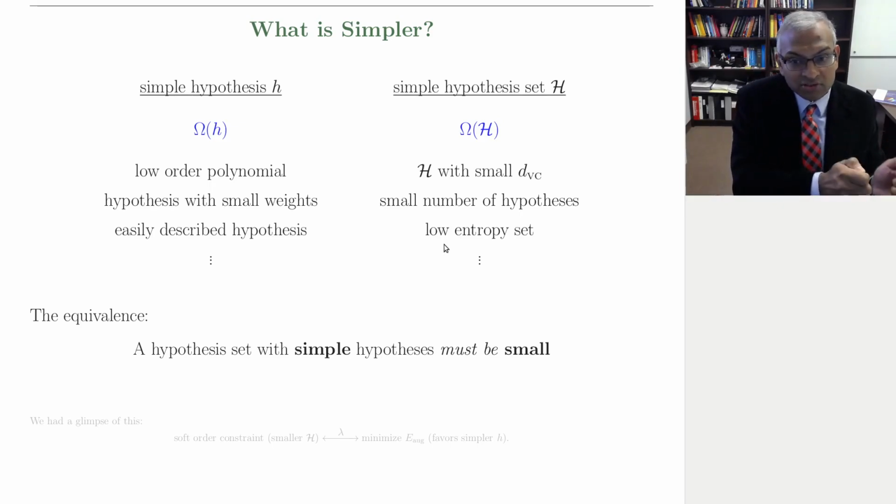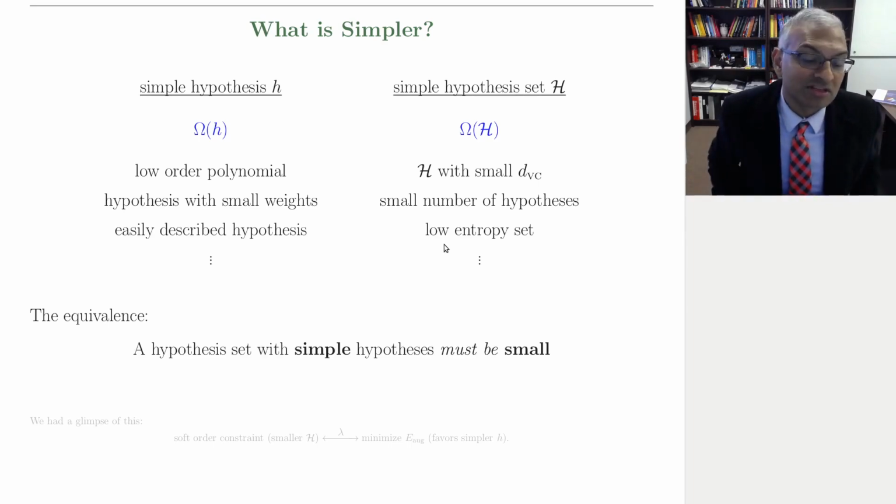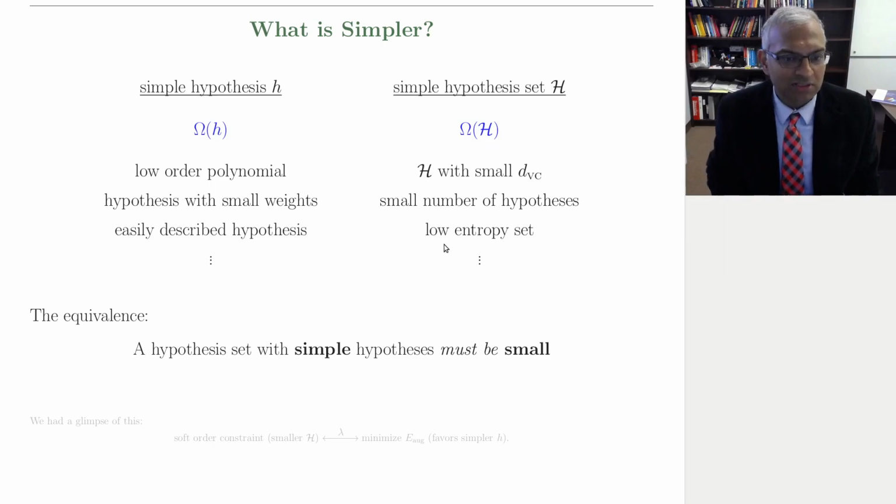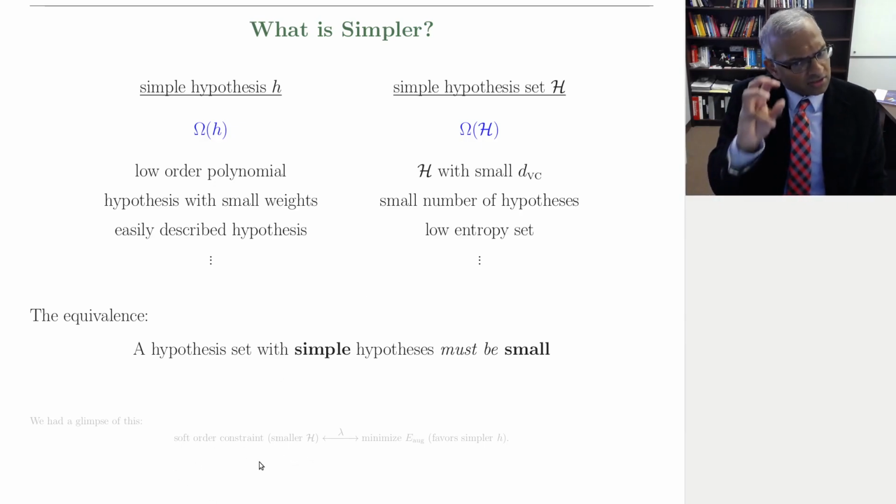So simple hypotheses, if those are the only ones in your hypothesis set, then it must be small, and so the hypothesis set itself is small. So there's a link between these two. And we had a glimpse of this link when we studied regularization, where we started with a soft order constraint, which is this constraint on H, so it constructs a smaller hypothesis set.